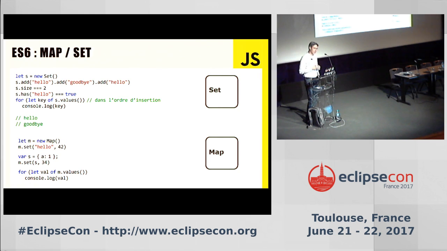First of all, the set is a unique object dictionary. In this sample, I hope you see, okay. Is it okay for you all? Sometimes my English is so bad. I apologize for that. And you have the map. It's a key value dictionary. Okay, so use it. Use them.